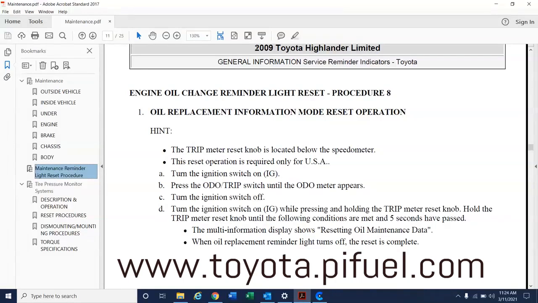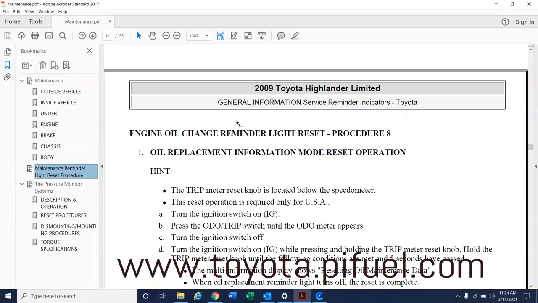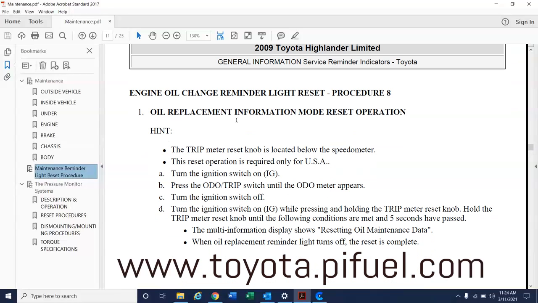Toyota Highlander, and the engine oil change reminder light reset. And this is straight out of the Toyota factory service manual. So the trip meter reset knob is located below the speedometer.